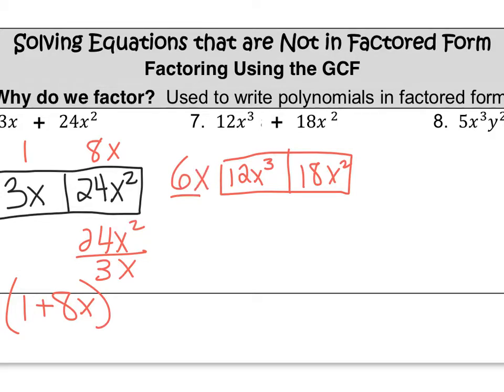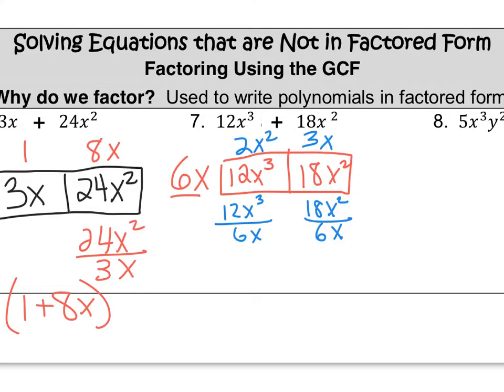Okay, so let's divide this out. 12x to the third divided by 6x. We got 12 divided by 6 is 2. X to the third divided by x, 3 minus 1 is 2, so 2x squared. And then again, I got 18x squared divided by 6x. 18 divided by 6 is 3. X squared divided by x. So 2 minus 1 is 1, so just 3x.